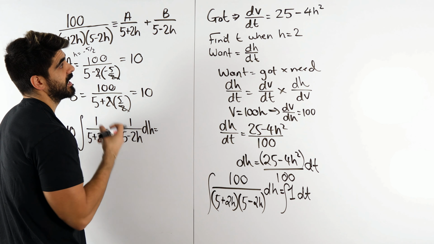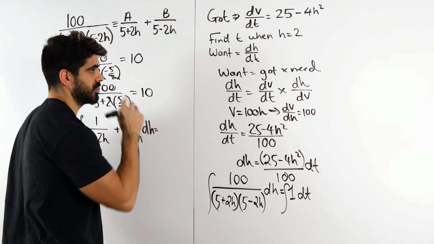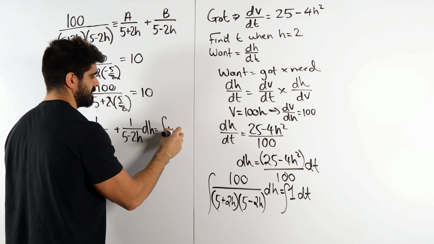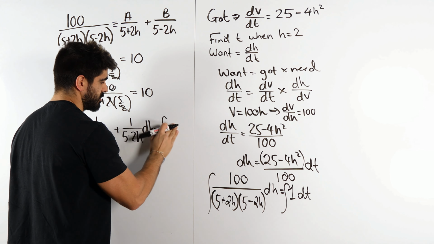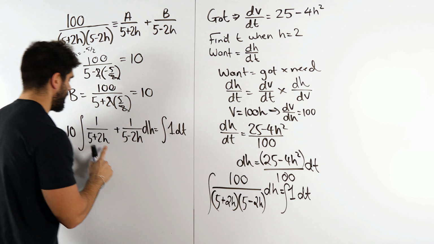Now, I don't have limits here, so I'm just going to integrate that now. Actually, I'll do it later. Integral of t. Whoops. That's what 1 integrates to. Integral of 1 dt. Now, how do we integrate these?